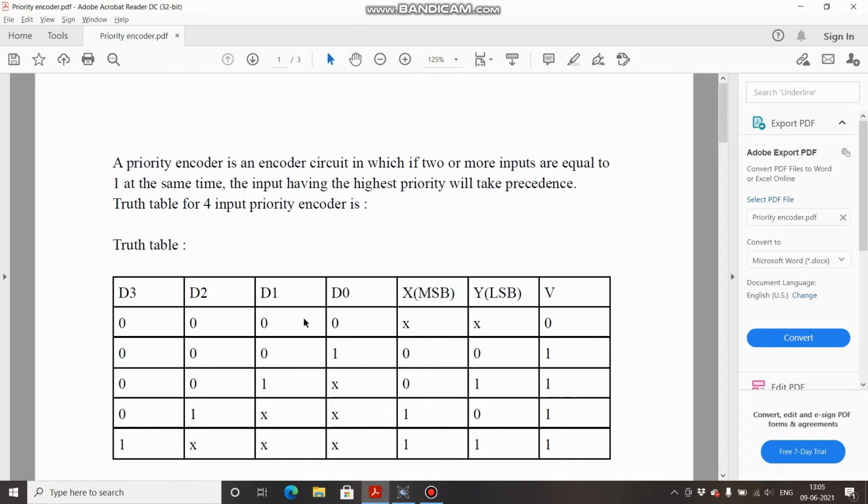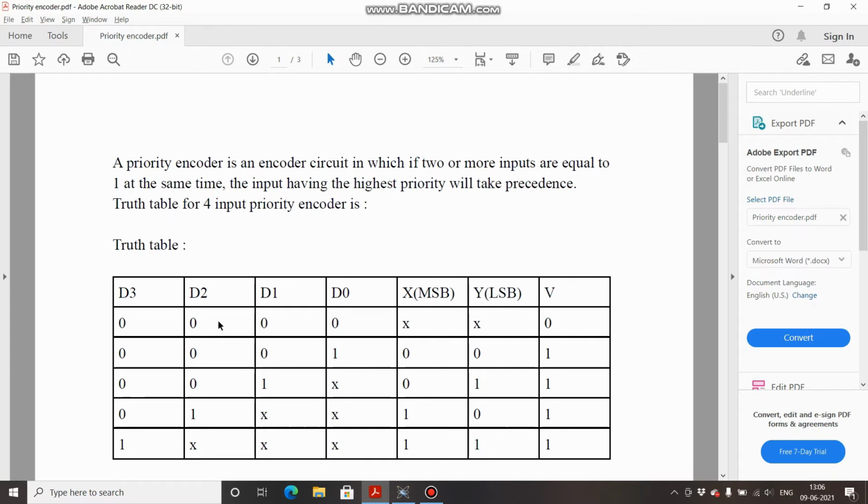In this truth table, we have 4 inputs from D0 to D3. The input having the highest number is going to have the highest priority. So D3 has higher priority than D2, which has higher priority than D1, which has higher priority than D0. Also, over here we have the third output bit, which is represented by V. V is called the valid bit indicator. This output is always high when one or more inputs are high. So let's check out the truth table.